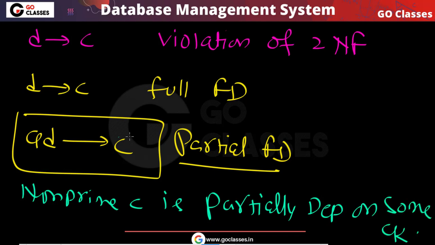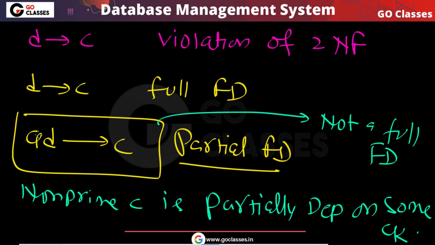So that is the reason, because this is a partial dependency. This is not a full dependency because you don't need A. Even if you remove A, you can still determine C. So this non-prime attribute is partially dependent on the candidate key. And I told you that whenever a non-prime attribute is partially dependent on some candidate key, that is a violation of 2NF. So finally this relation is not in 2NF.